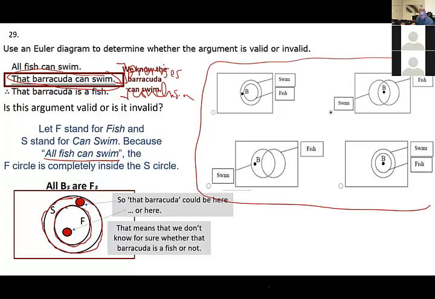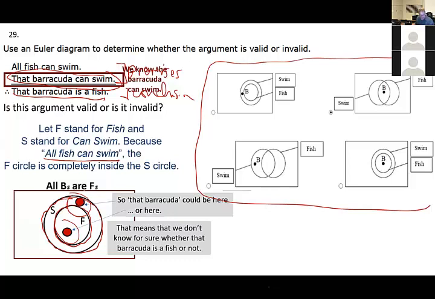So you don't know for sure. That dot could be inside the fish circle or not. Well, what does the conclusion say? The conclusion says that barracuda is a fish. Well, we just said we don't know. Maybe it is, maybe it's not. Maybe it's a car called the barracuda.